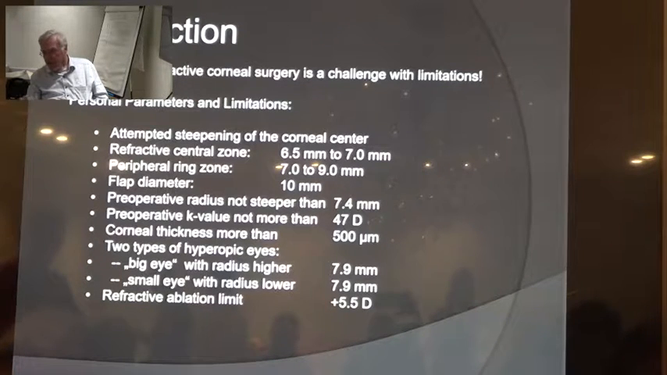You can do it with the trans PRK as well, with the Schwind, but there you also have to do the 10 millimeter ring zone. The preoperative radius should be not steeper than 7.4 millimeter, because when you correct in a steeper zone, you come to a keratoconus-like situation. Therefore, the preoperative K value has to be not more than 47 diopters.